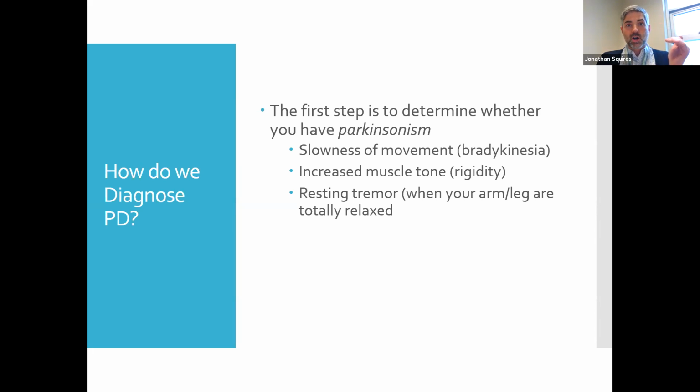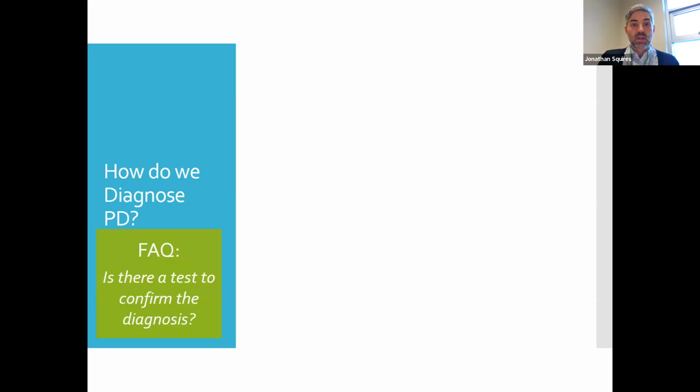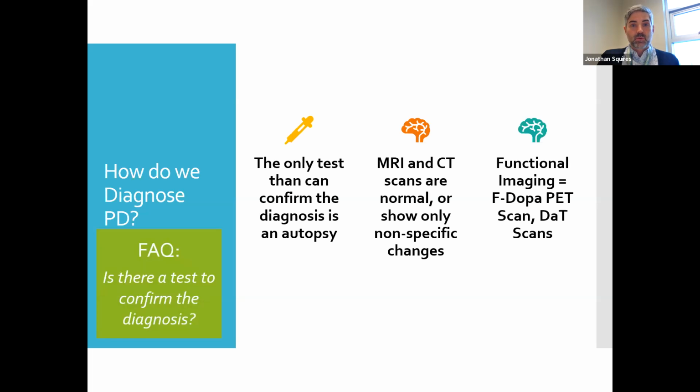Then the job of the neurologist, when you have Parkinsonism, is to figure out what's causing it. Parkinsonism is the symptoms, and Parkinson's disease is the most common cause of Parkinsonism, but it's a little bit complicated. So what we have to do is try to rule out other things that aren't Parkinson's disease that may be causing those symptoms. We talked about this a little bit, and we'll come back to some of that in a second. As I said, the only test to confirm the diagnosis is an autopsy.